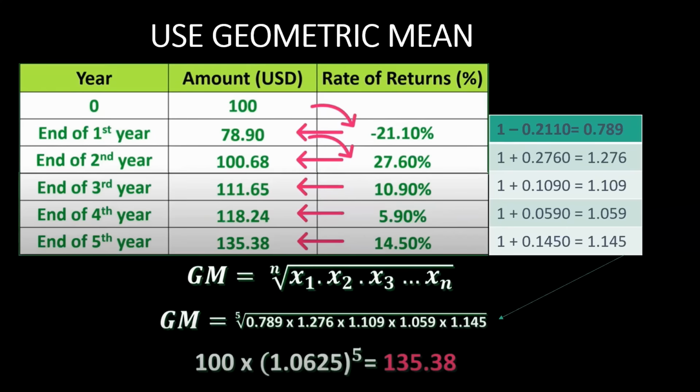Now, if you want to calculate whether 6.25 is correct or not, you can use the same formula. You can multiply 100 with 6.25 every year, and finally you see that you get 135.38. So clearly you see that in such scenario, your return is not 7.56, but rather 6.25. If you use wrong formula, you will have wrong assumption about your return.